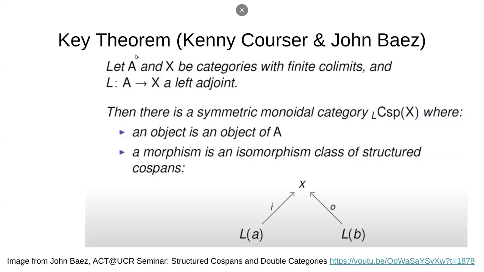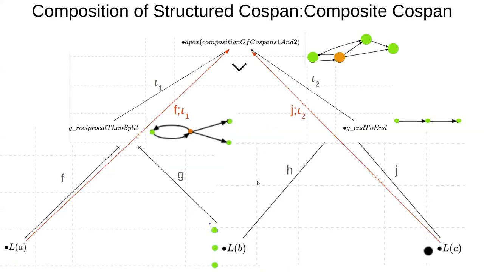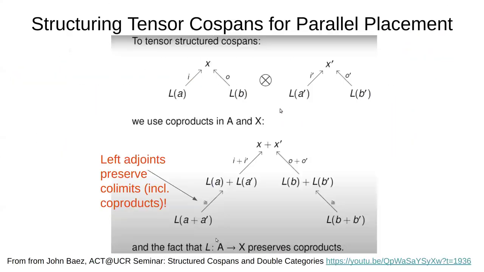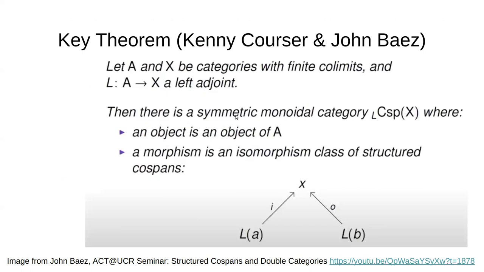The key theorem here, which was proven by his grad student, Kenny Courser, and him, is, look, if A and X are categories with finite colimits, and L from A to X is a left adjoint, right? Think of this as a left adjoint. That means there is a right adjoint, but we don't have to get into that specifically here, then there's a symmetric monoidal category. Now, this is actually important. Don't quite let your eyes glaze over yet.